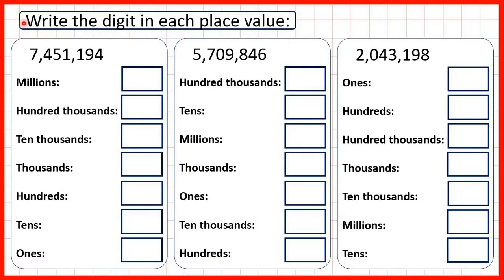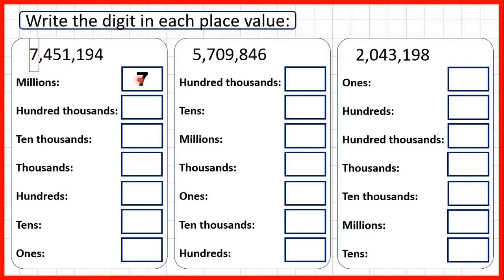We need to write the digit in each place value. So first, we have 7,451,194. Remember, with whole numbers, we count place values from the digit on the right. So we have our ones, tens, hundreds, then our thousands, 10,000s, 100,000s, and then our millions. So in this number here, the digit in the millions is a 7.